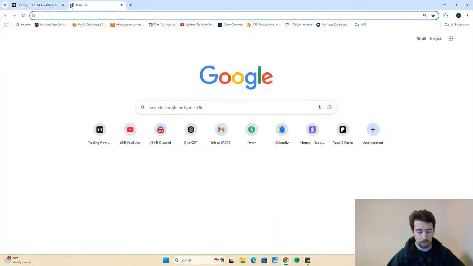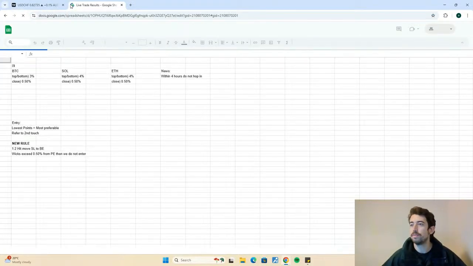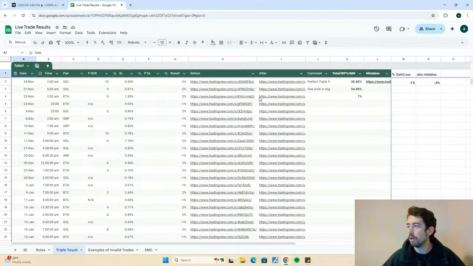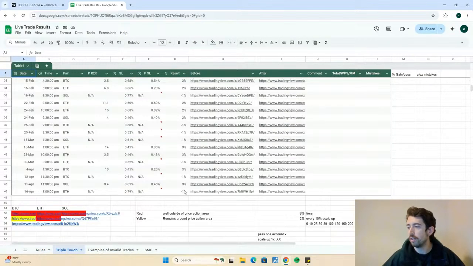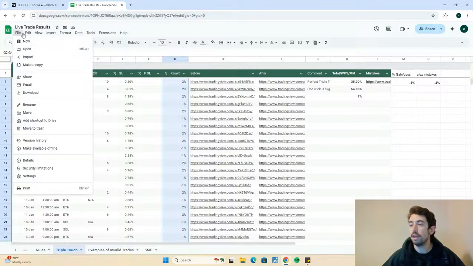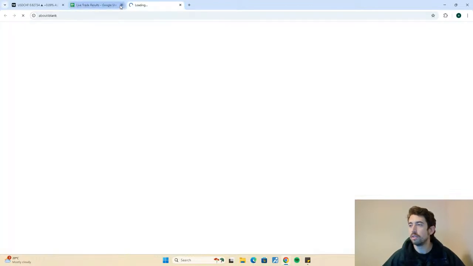So let's go on to Sheets. Of course, this is the wrong one. This is the crypto one. Right now, you can see a whole lot of trades. In fact, I haven't updated this. We're not even on 35% anymore, we're actually on 40. So if I go File and I go New, let's go onto the spreadsheet.